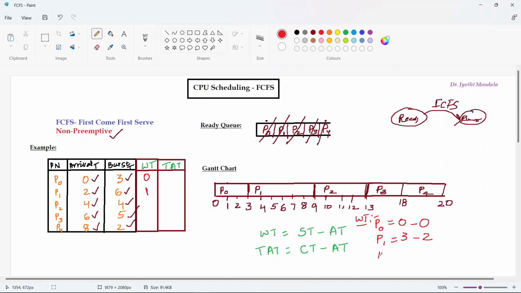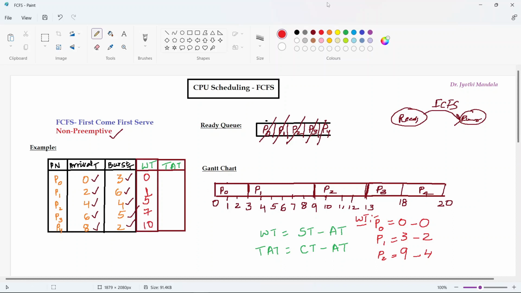Now P2 start time is 9 seconds, so 9 minus the arrival time 4, which is equal to 5. In a similar fashion for P3, the start time is 13. 13 minus 6 is 7. And P4, the start time is 18. 18 minus 8 is 10. This is how waiting time has been calculated for each process.